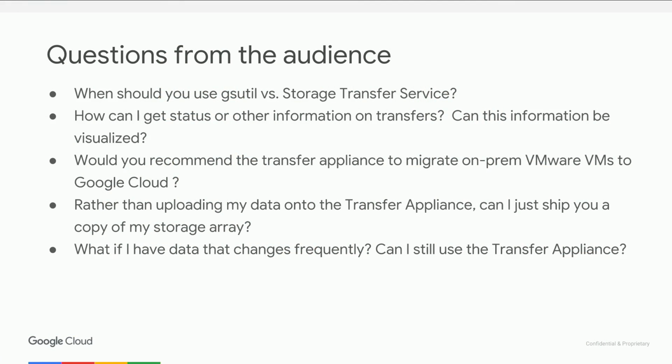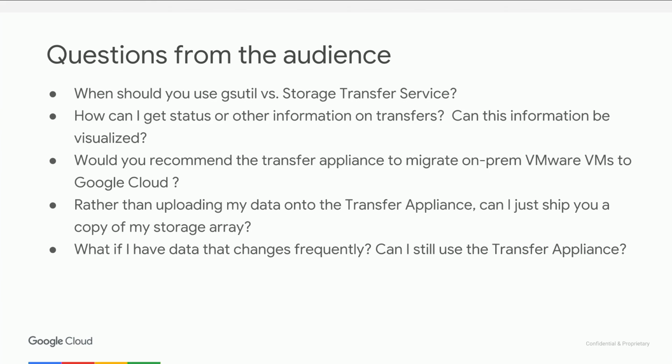Well, I guess on to the second question. How can I get the status or other information on transfers? Can this information be visualized? So status updates and further information on the progress of your transfer, that's something we're thinking about integrating into the console in the future. We have standard tracking associated with the appliance through the shipping vendor. And that information cannot be visualized today, obviously.